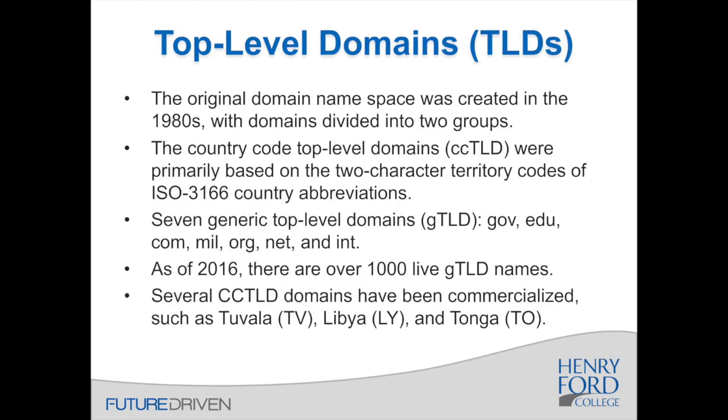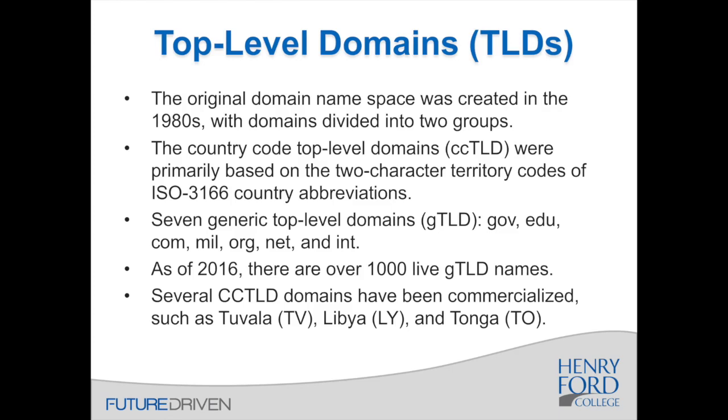Top-level domains are the key to the DNS system on the internet. Back in the 1980s, when this first got created, domains were divided up into two groups. First, there was a group with country codes, and most of those country codes were based on the two-character territory codes that were an ISO standard. So .us for the United States, .uk for the United Kingdom, .de for Germany. You're probably familiar with some of these domains, at least in some way.